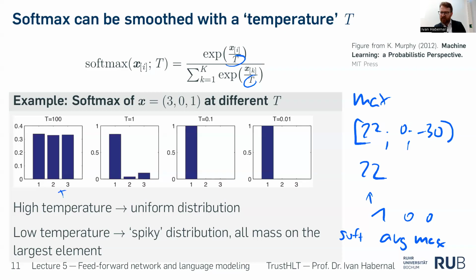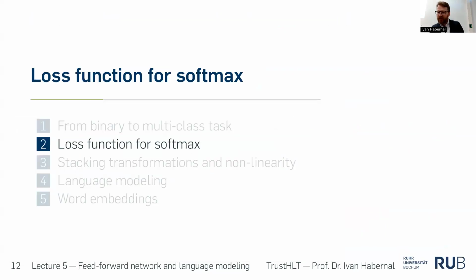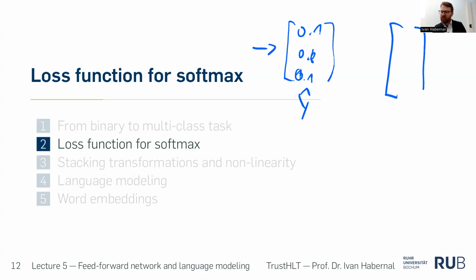So our function now is giving us a bunch of numbers. I'll just write it as a column vector right now. So we're getting 0.1, 0.8, and 0.1. So this is our prediction y hat, and then our gold label is, for example, 0, 1, 0. So this is the gold label, for example, for the classification, if we had three classes.